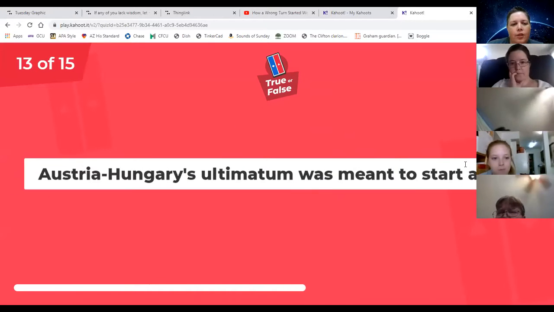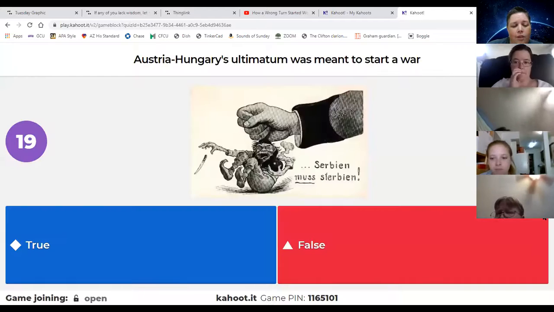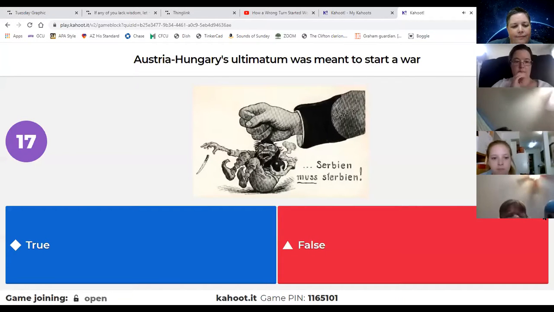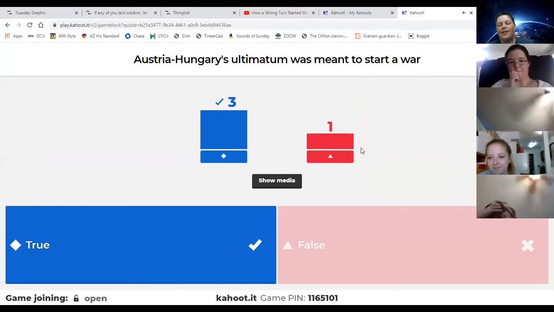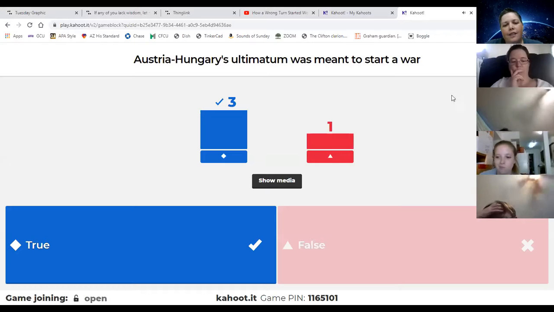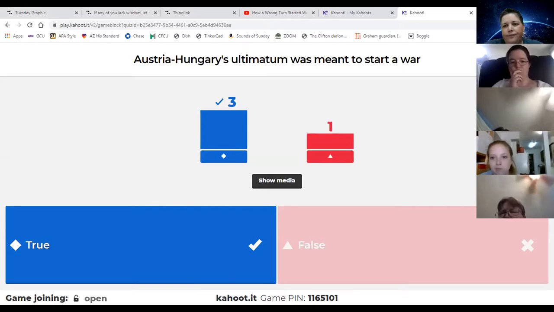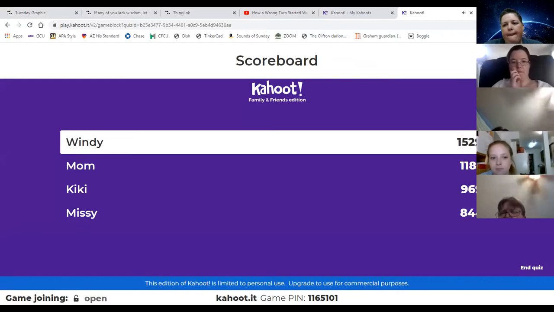Okay, true or false? Austria-Hungary's ultimatum was meant to start a war. Oh, I hit the wrong button. That's a hard thing with this game. So yeah, they made it so impossible for Serbia to comply that they basically had to start a war. I knew it was true, and I hit the false one instead.